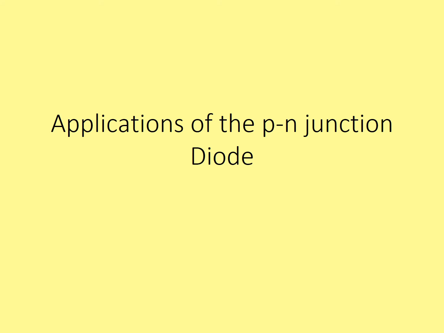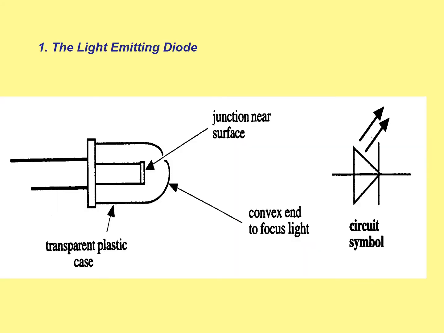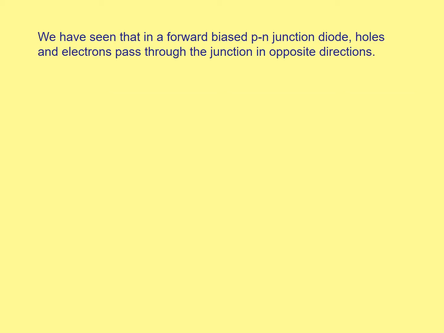Applications of the PN junction diode. First of all, we have the light emitting diode, where we have a diode with a junction near the surface of the material, where we have a clear cover, and we are very familiar with this circuit symbol.